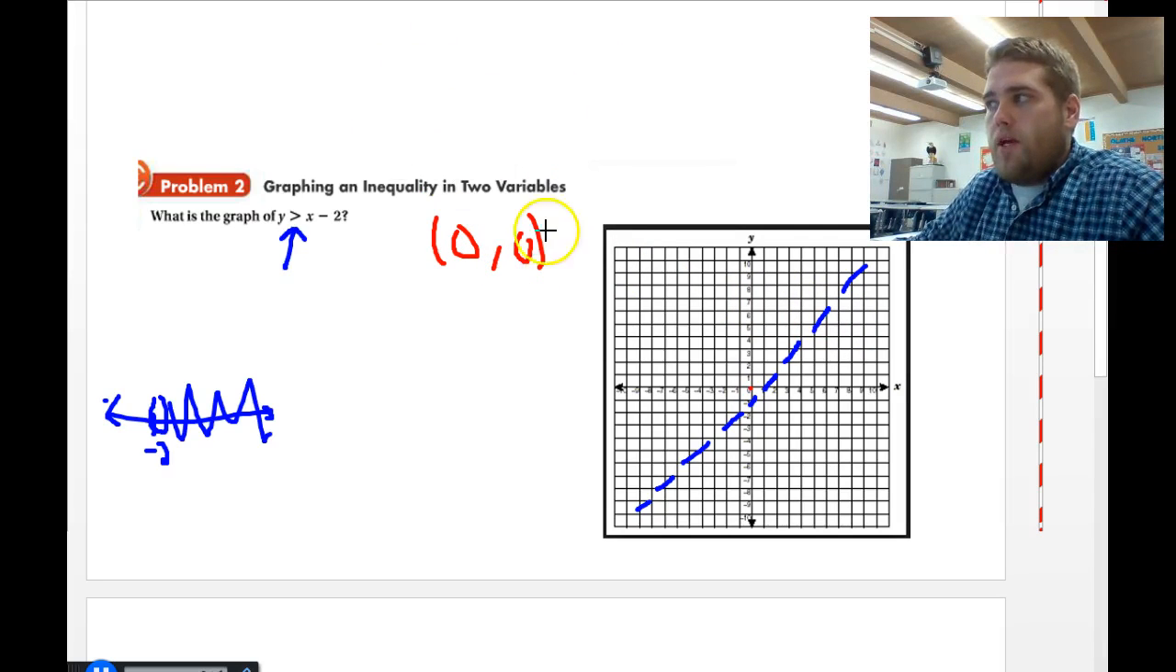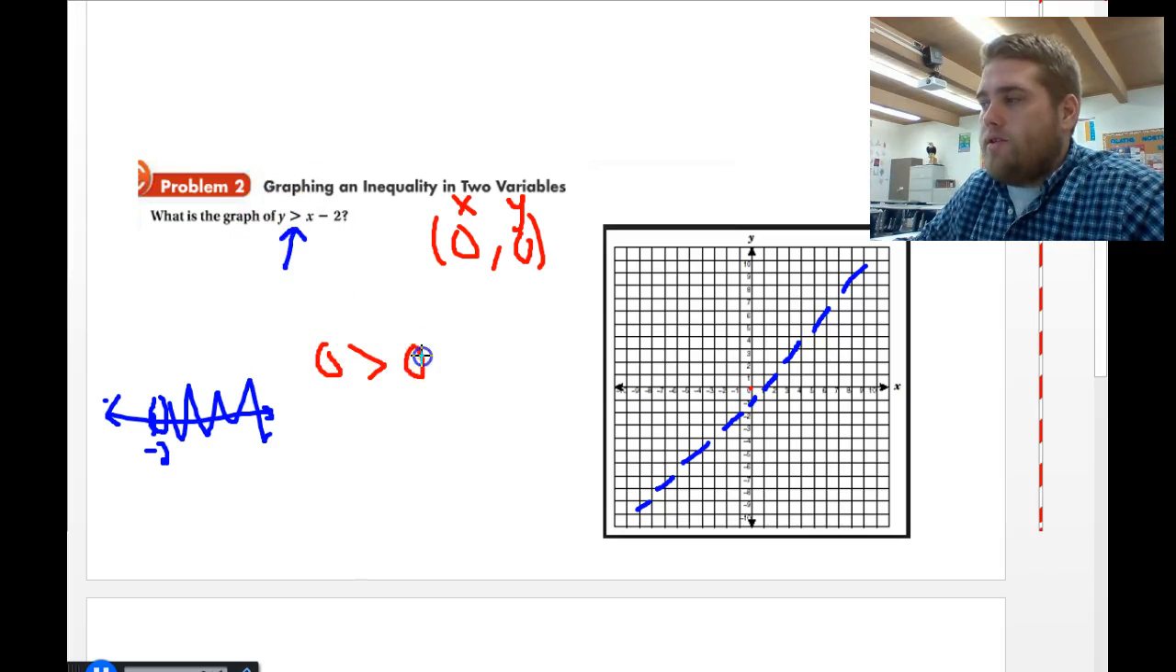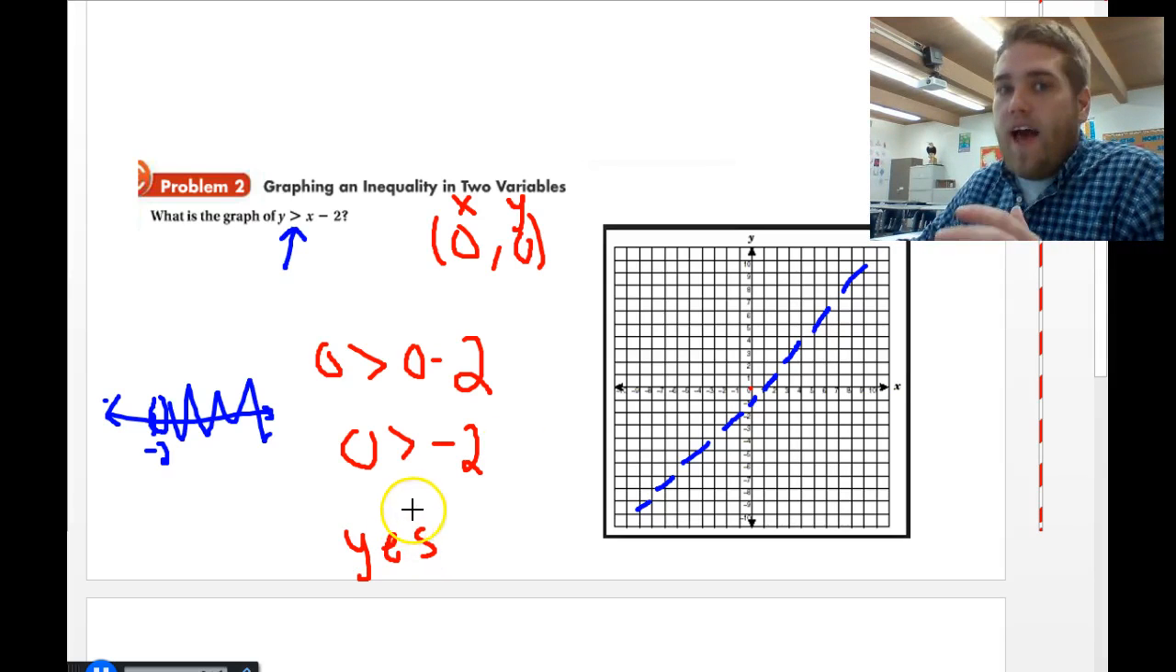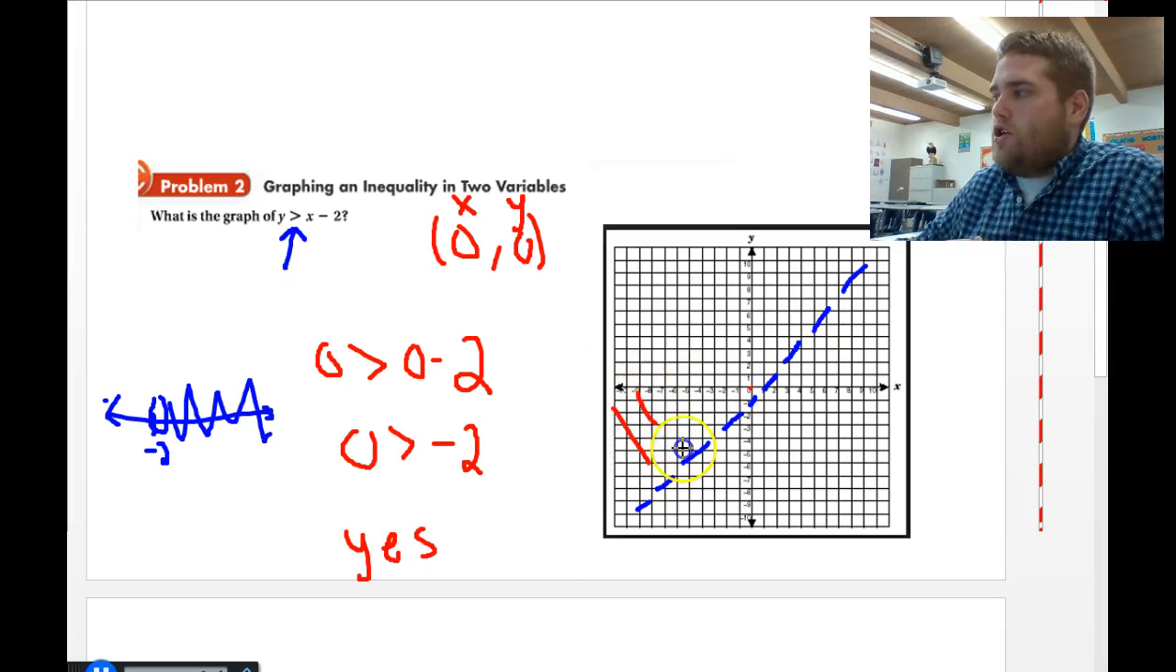And just like we did up here, I'm going to plug 0, 0 into my equation. So y, well y is 0. Is 0 greater than 0 minus 2? So is 0 greater than negative 2? Well, that answer is yes. So if the answer is yes, I want to shade towards 0, 0.